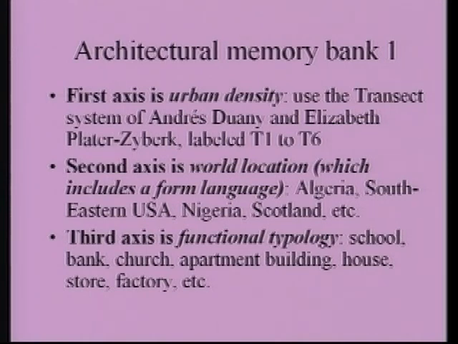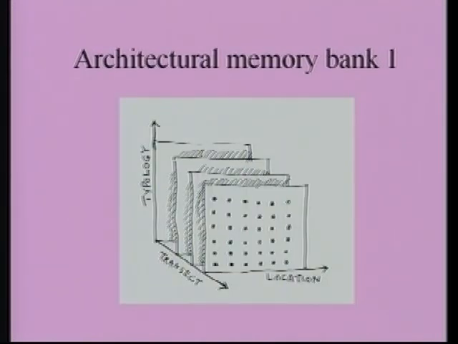The third axis is functional typology. What use is this building going to be? Is it a school, a house, a church, an apartment building, a factory, etc.? And we have traditional typologies that have evolved in order to adapt the function. So I have 3 axes, and I will try to now go all over the world and get data. Each point in this 3-dimensional array represents an evolved solution.